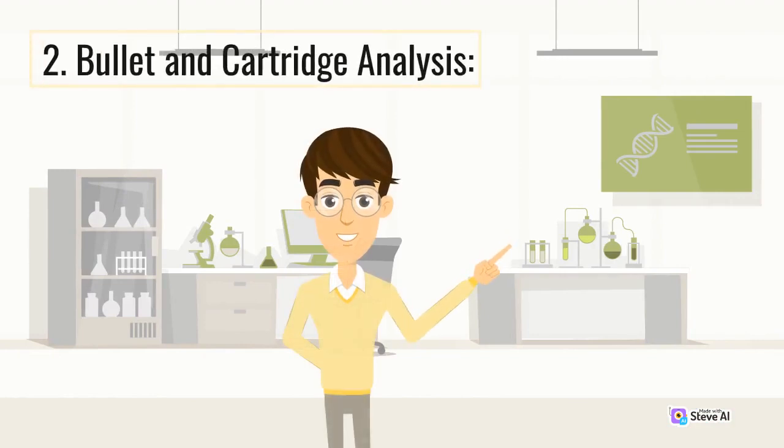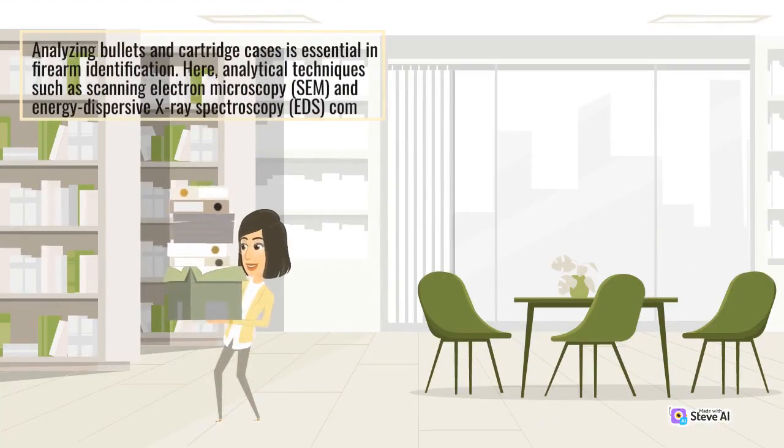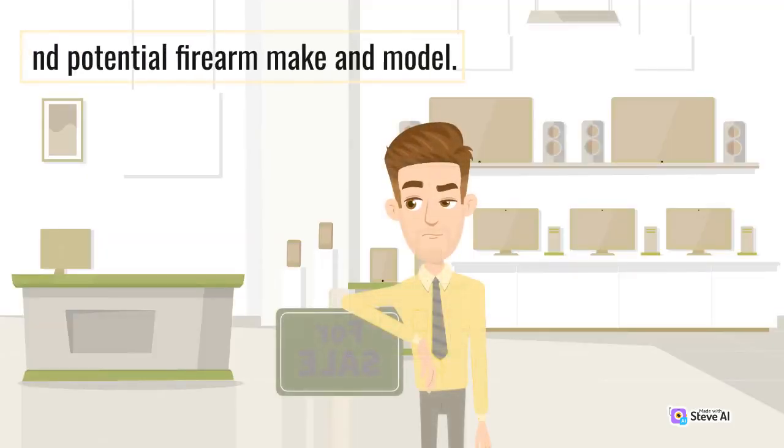2. Bullet and cartridge analysis. Analyzing bullets and cartridge cases is essential in firearm identification. Here, analytical techniques such as scanning electron microscopy (SEM) and energy dispersive X-ray spectroscopy (EDS) come into play. SEM helps in visualizing the surface morphology of bullets, while EDS provides elemental composition analysis. These techniques aid in determining the caliber, rifling characteristics, and potential firearm make and model.